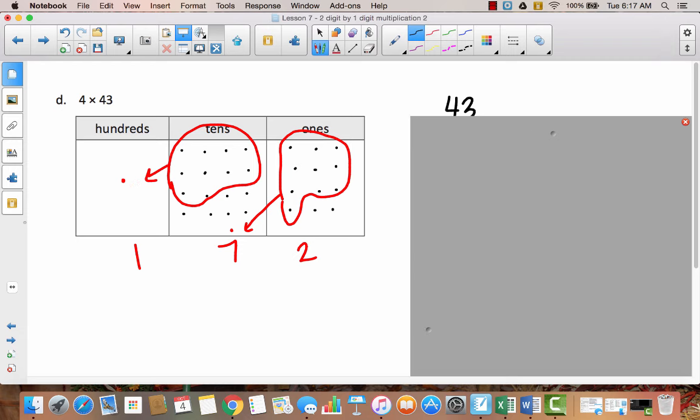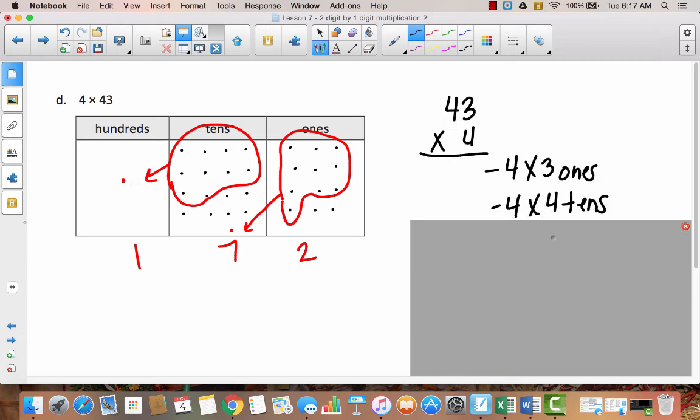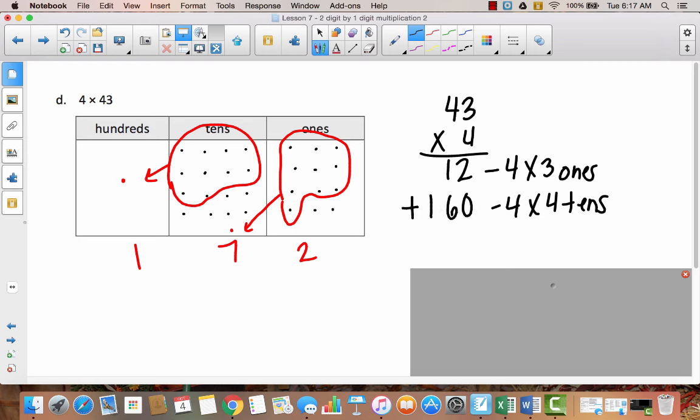Then I came over and I started to show it vertically. So I've got 4 times 3 ones, which was 12. 4 times 4 tens, which was 160. And when I add these two partial products together, that gives me 172, just like I had over here in my model.